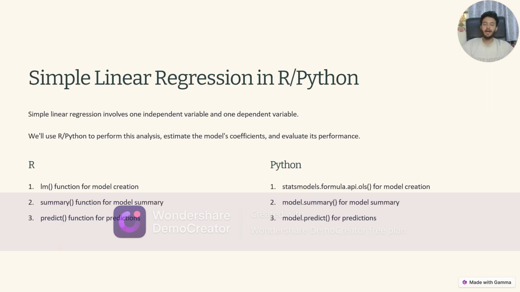Simple linear regression in R and Python. Simple linear regression involves one independent variable and one dependent variable. We'll use R and Python to perform this analysis, estimate the model coefficients, and evaluate its performance. In R, the lm function is used for model creation, the summary function for model summary, and the predict function for predictions. And in Python, statsmodels.formula.api.ols is used for model creation, model.summary for model summary, and model.predict for model predictions.